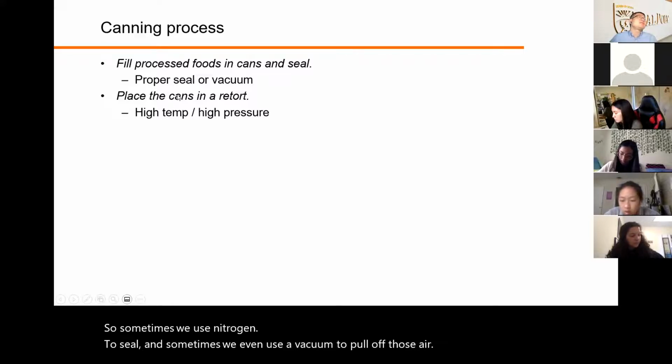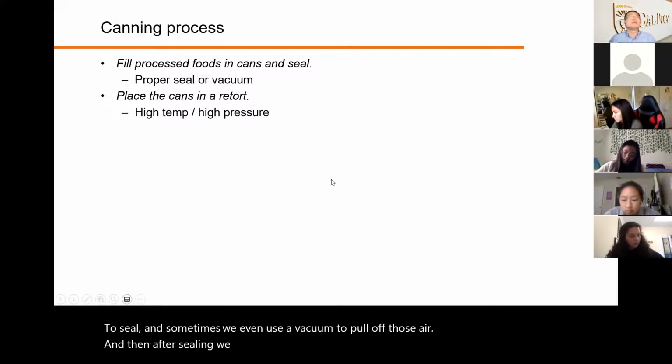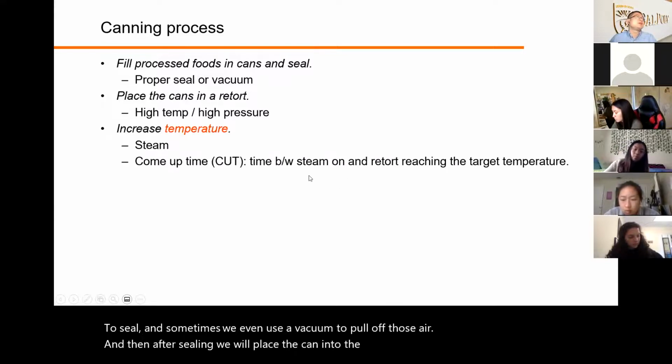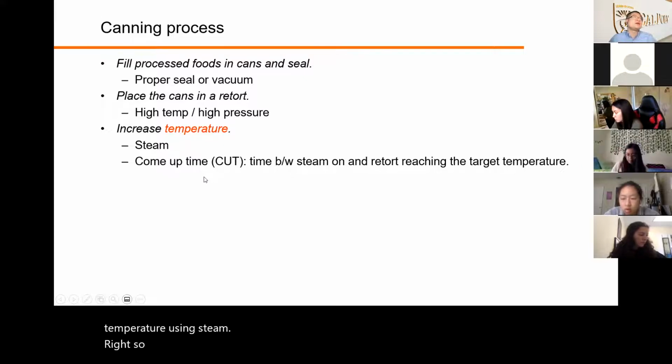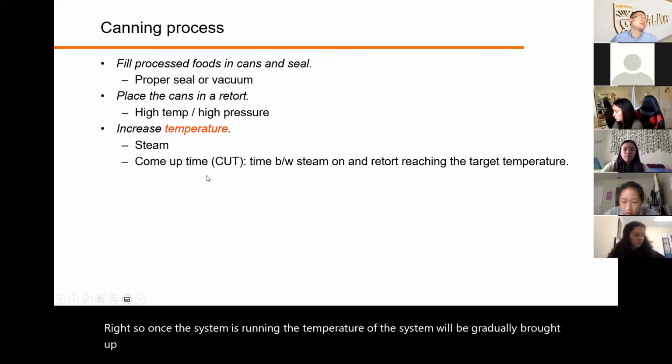And then after sealing, we will place the can into the retort, okay? And then increase the temperature using steam, right? So once the system is running, the temperature of the system will be gradually brought up to the standard temperature, which is close to 250.